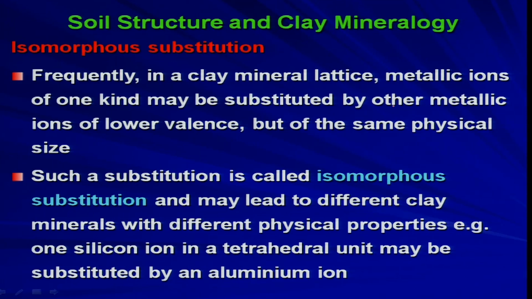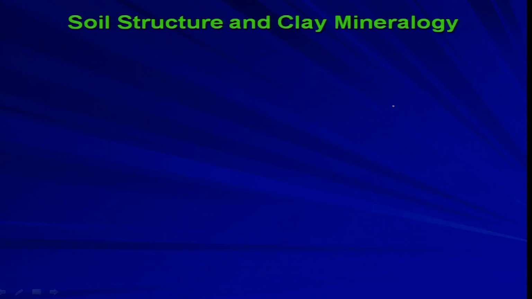For example, one silicon ion in a tetrahedral unit may be substituted by an aluminum ion. So, this kind of substitution is possible, and because of this substitution the main sheet remains the same, but you will be getting different properties in the clay mineral.